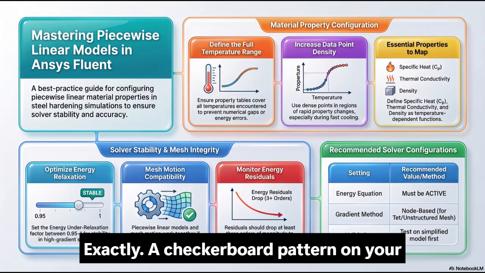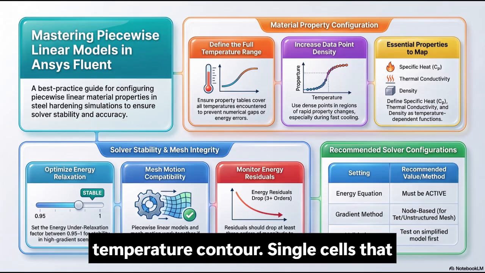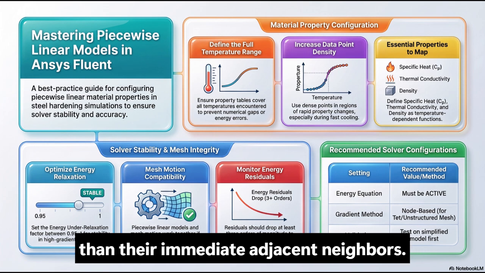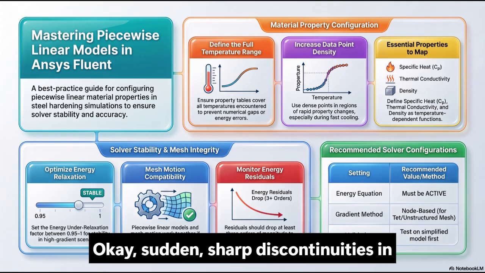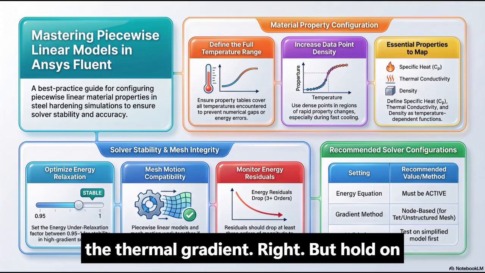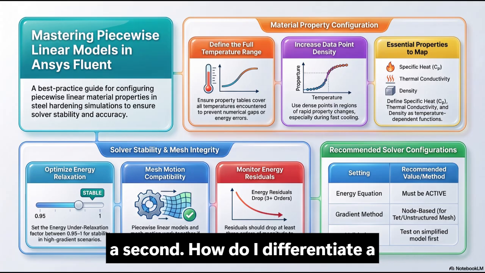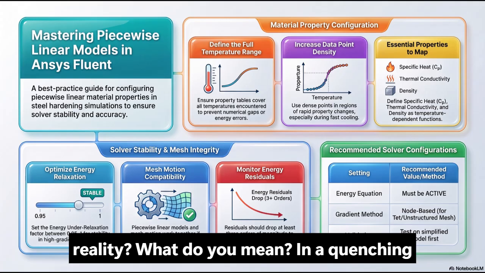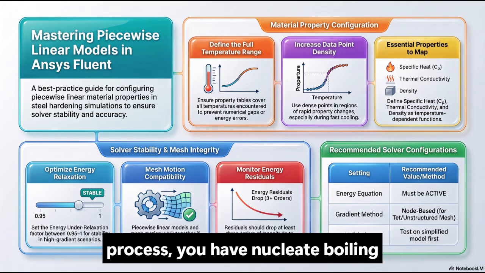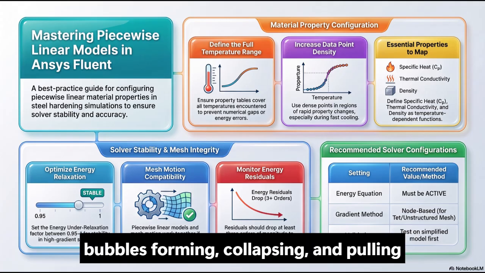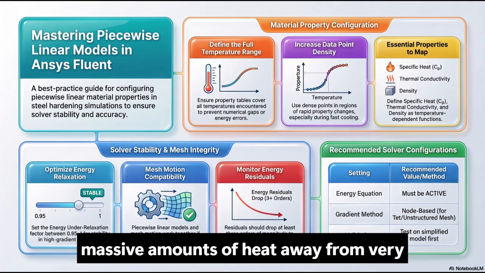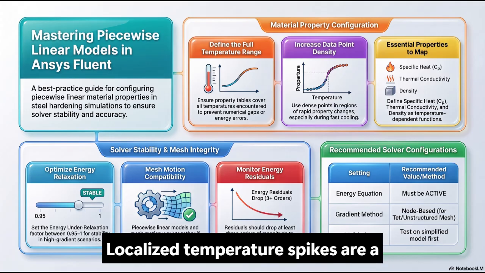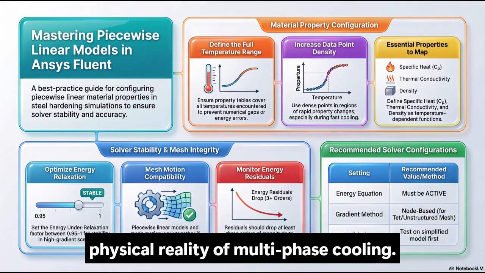Exactly. A checkerboard pattern on your temperature contour. Single cells that are suddenly 200 degrees colder or hotter than their immediate adjacent neighbors. Okay, sudden, sharp discontinuities in the thermal gradient. Right. But hold on a second. How do I differentiate a numerical speckle from a physical reality? What do you mean? In a quenching process, you have nucleate boiling happening. You have localized vapor bubbles forming, collapsing and pulling massive amounts of heat away from very specific points on the metal surface. Localized temperature spikes are a physical reality of multi-phase cooling.